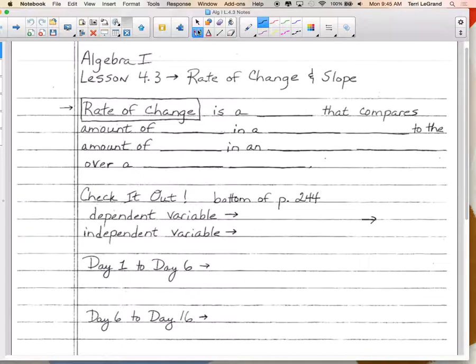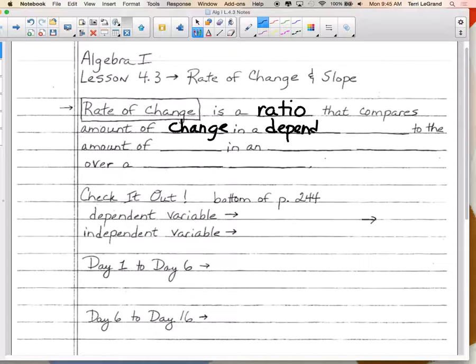So when we're working with rates of change, it's really the same thing. We're comparing two numbers that have different units of measure. And so just like a rate is a ratio, we're going to call rate of change a ratio. But how are we going to find rate of change? Well, the comparison in this one is the amount of change in the dependent variable.